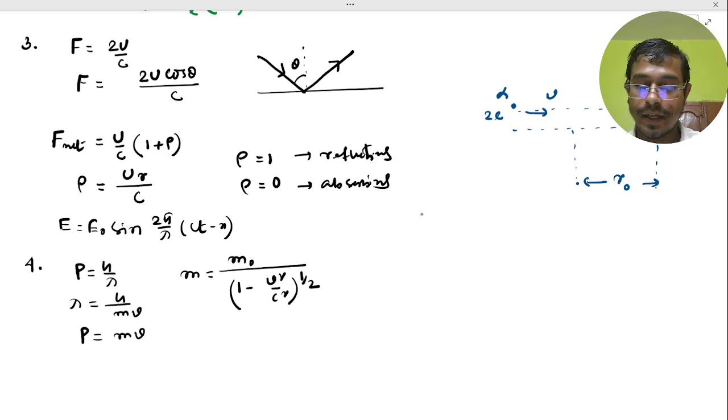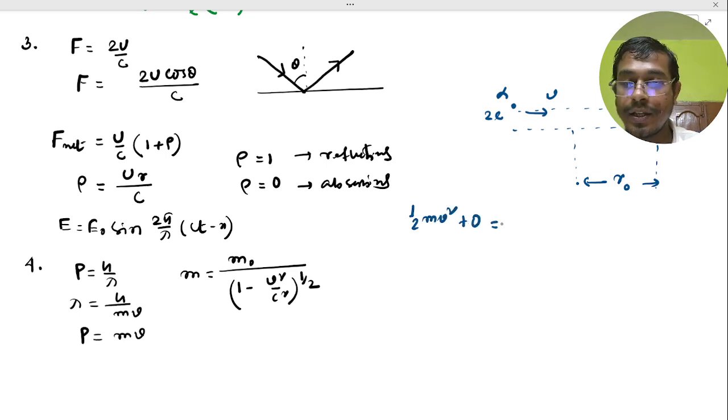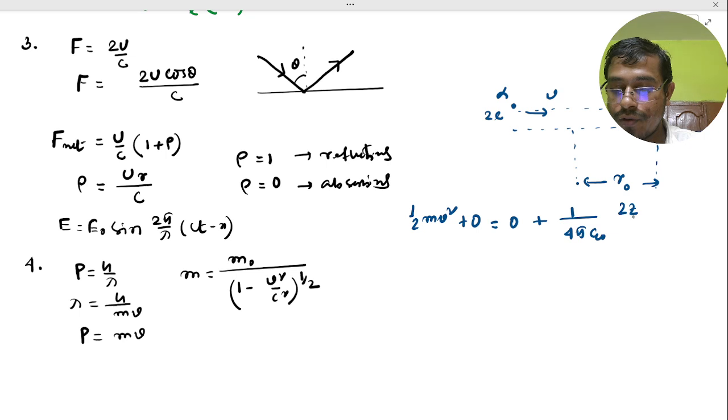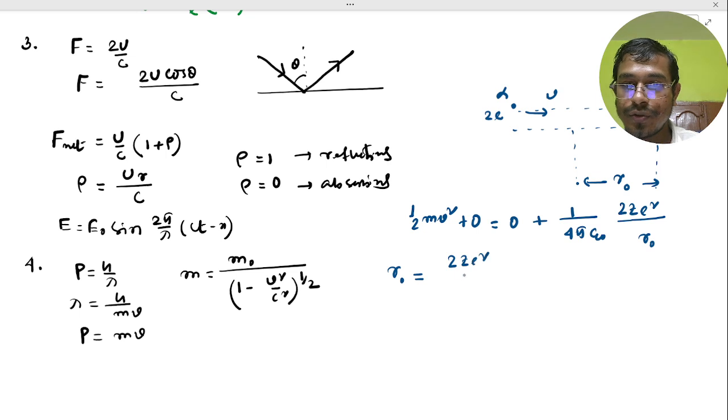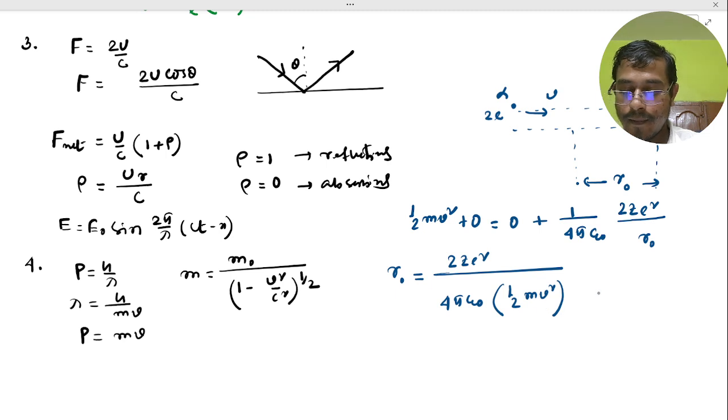So the energy equation: half mv square kinetic energy plus potential energy initially equals the final kinetic energy, which becomes 0, plus the Coulomb potential energy, 2Ze square divided by 4 pi epsilon naught r naught. So basically we get the value of r naught as 2Ze square by 4 pi epsilon naught times half mv square, where r naught is proportional to 1 by kinetic energy.